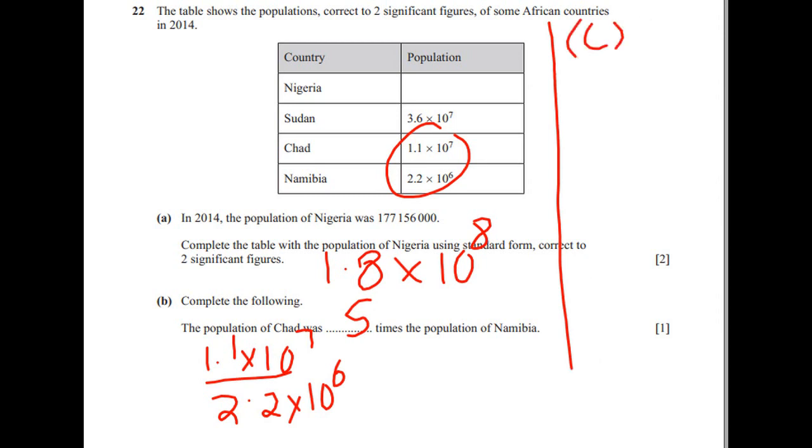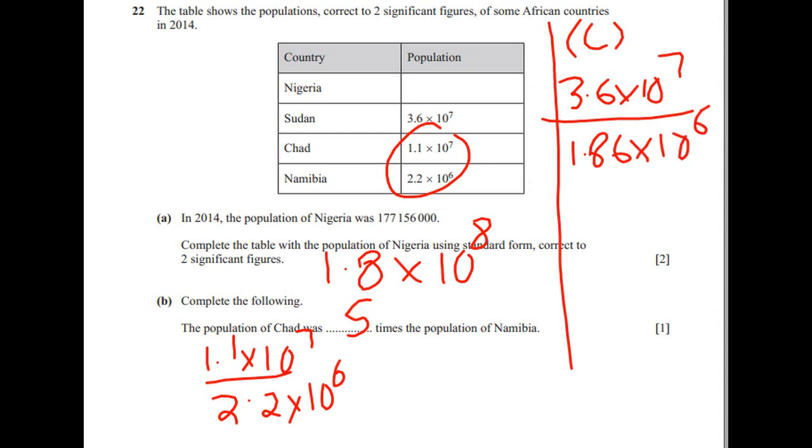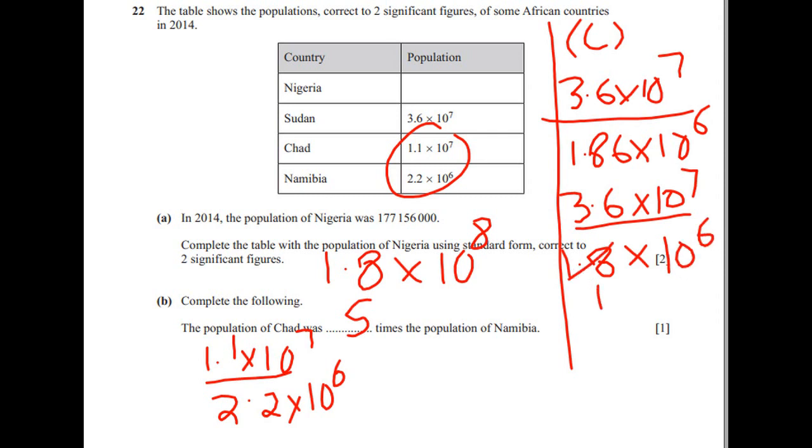B, part C, estimate the population density of Sudan, and you're told that population density is the population over the given area, which is 1.86 times 10 to the power 6. The question says estimate, so we're allowed to make some logical changes to the question. So I'm changing 1.86 to 1.6. Why? Because now I can easily cancel this by 1 by 2, and then 2 by 1, and then 10 to the power 7 over 10 to the power 6 is simply 10. So the answer is 2 times 10, which is 20.